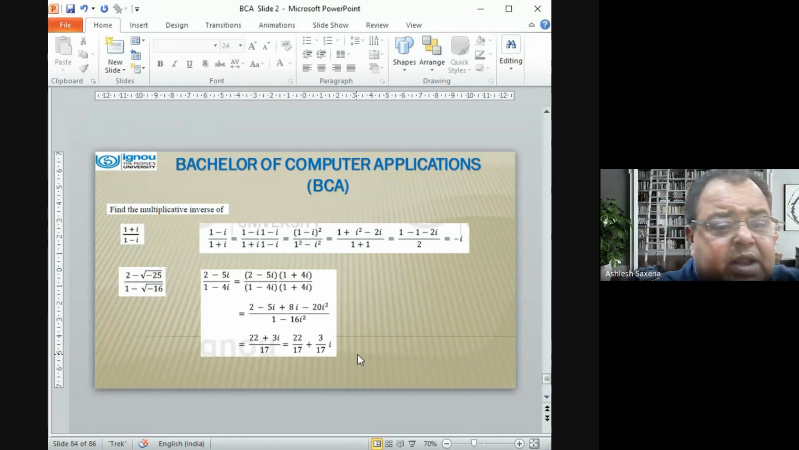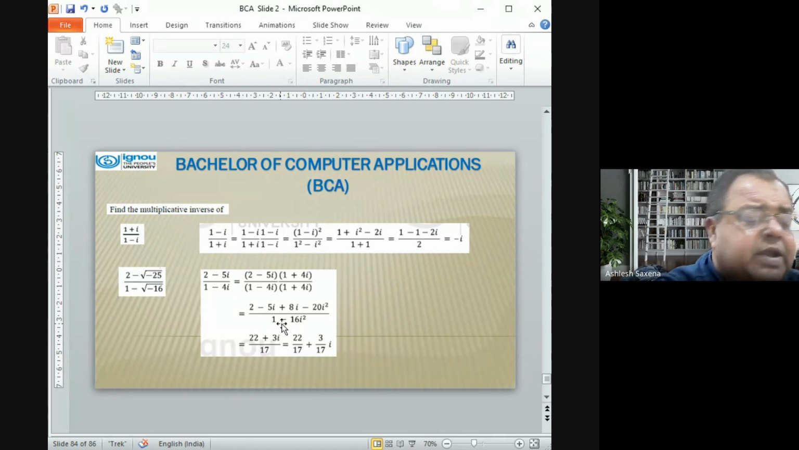So this will be transformed to (1 minus iota) whole square divided by a plus b into a minus b, which is a square plus b square. So that is 1 plus 1, which is 2. In the numerator, 1 plus iota square minus 2 iota. Iota square is minus 1, so this will become minus 2 iota upon 2, which is equal to minus iota. That means the multiplicative inverse of 1 plus iota upon 1 minus iota is minus iota.